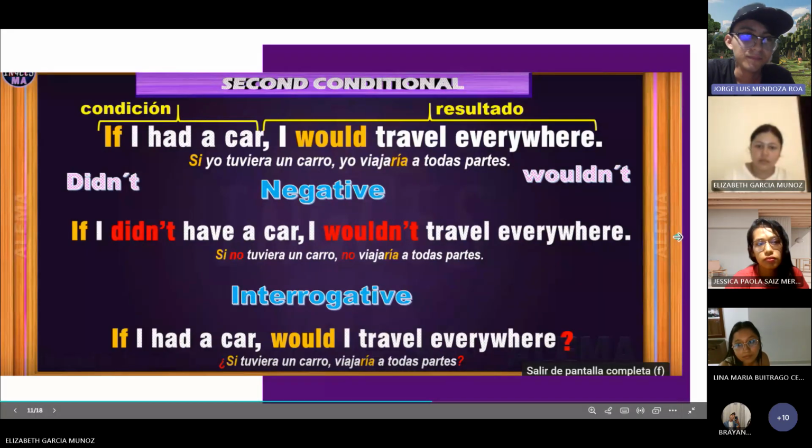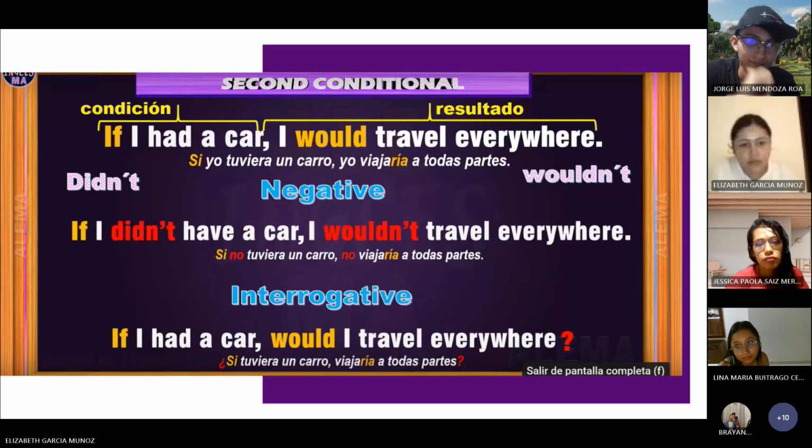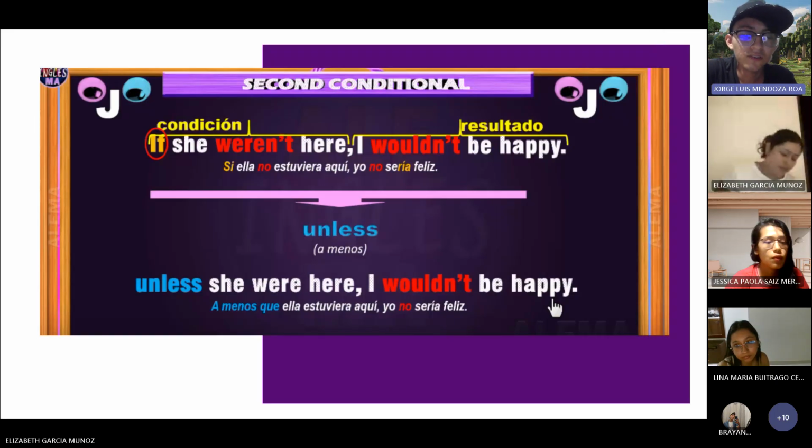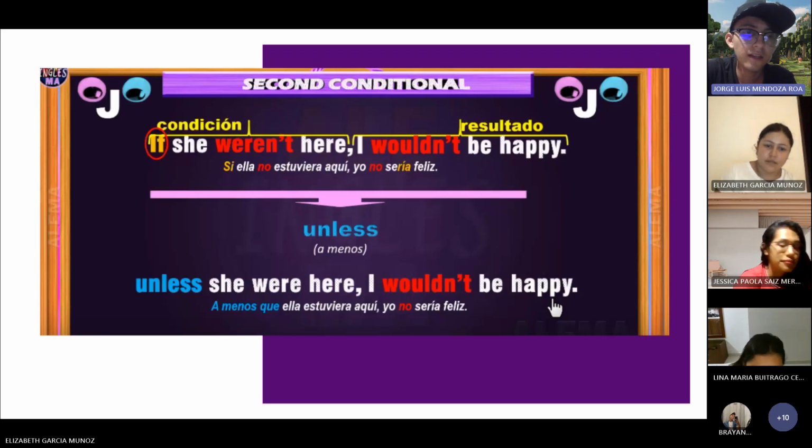The next one, please. Okay, this is a tip, something important that we have to know with the second conditional in the negative way. Take into account that only in the negative way we can change the clause if and use unless.